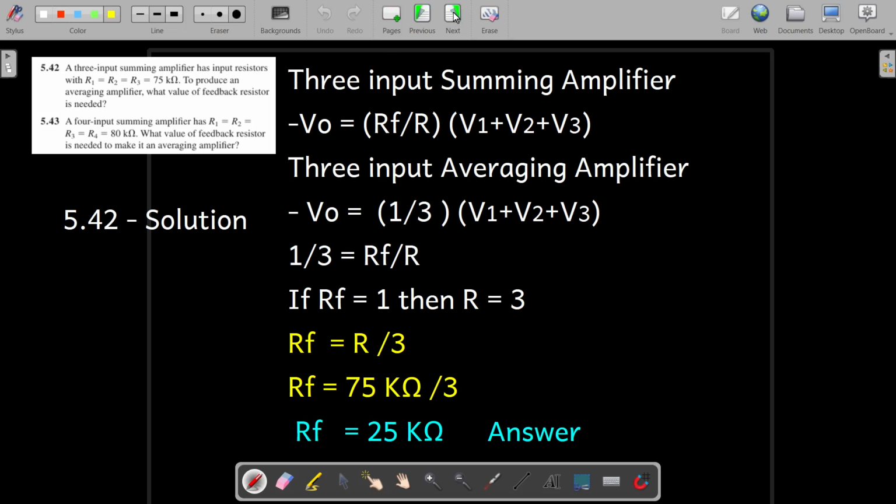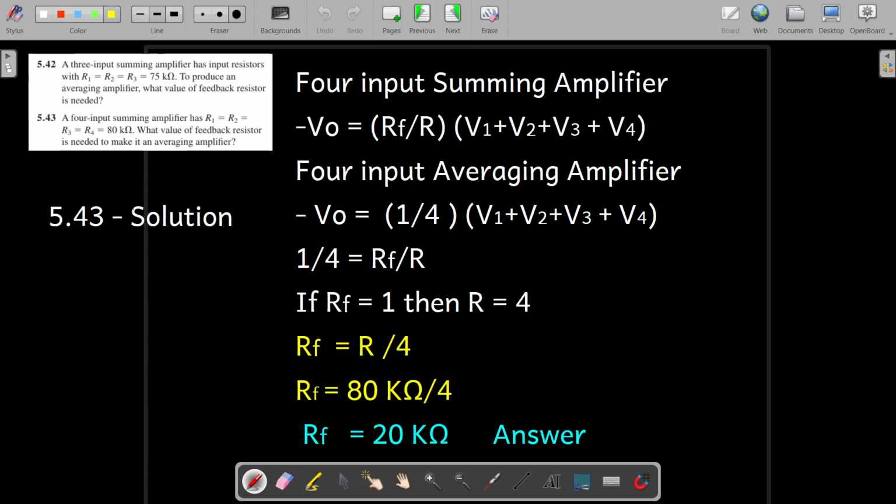In the same way, you can get the solution for this 5.43. This also comes under the summing amplifier, averaging amplifier. So here you have 4 inputs. That's why the term RF by R becomes 1 by 4. So in that case, RF can be written as R by 4. So RF is equal to 80 kilo ohm divided by 4, because all the input resistor values are given as 80 kilo ohm. So RF is equal to 20 kilo ohm.